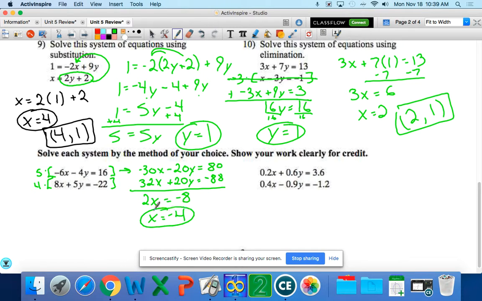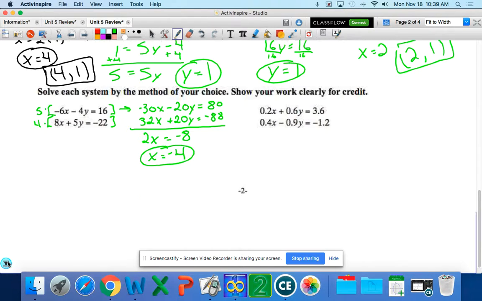That is half of my answer. To get the other half, I'm going to plug that into one of my original equations. I'll plug it into the bottom equation. Okay, you could use either one. Top one just has more negatives, and I don't like negatives that much. So I have 8 times x, but I know what x is now. It's 4. Plus 5y equals negative 22. That means I have 32 plus 5y equals negative 22.